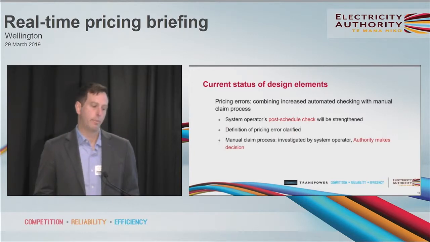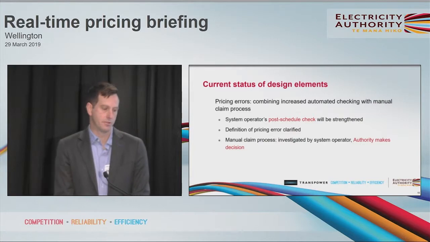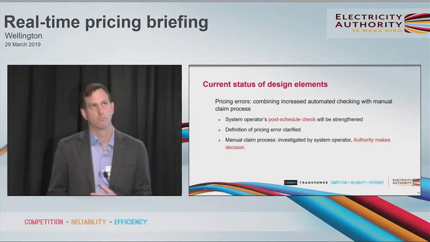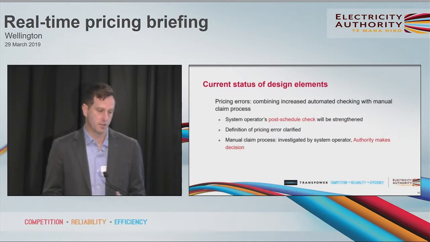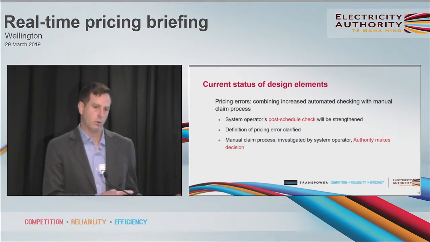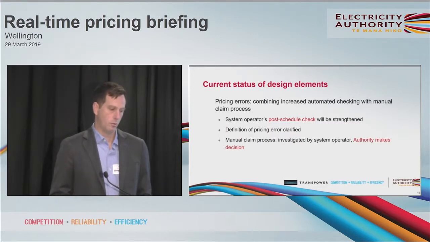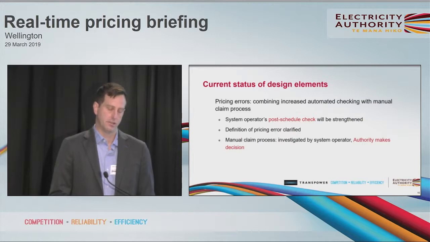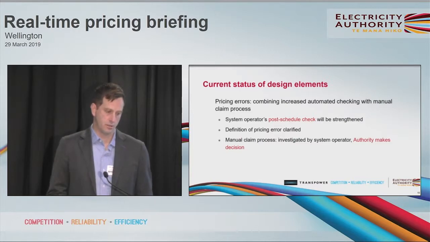One of the things that we've changed, perhaps the most significant thing we've changed in response to submissions from 2017, is that rather than just stick to a manual process where you manually claim a pricing error, which is what we have today, or move to some automated process, the majority of submitters said, why can't you do both? So we've run with that. What we'll do is the system operator's existing post-schedule check process will be strengthened, and we'll publish more information on what's happening there to automatically look for any potential problems with dispatch prices when they're actually struck, when that real-time dispatch schedule is calculated.